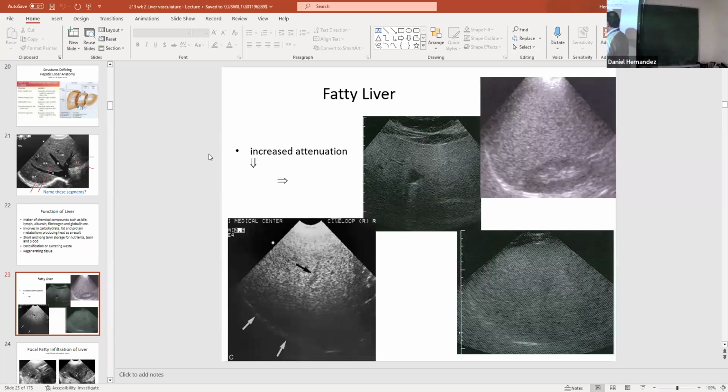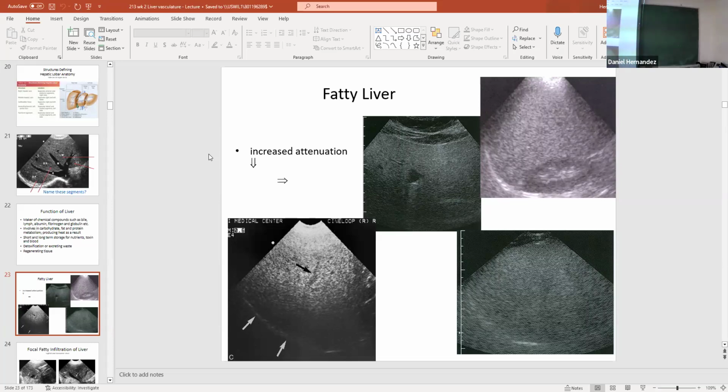One of the main things you'll see with fatty liver disease is decreased penetration and increased attenuation. The ultrasound beam gets absorbed and doesn't penetrate all the way through the liver. This is the diaphragm. Normally you should be able to scan completely through the liver. It's a very vascular structure, so it has very good through transmission, and the ultrasound beam can get through it really easily.